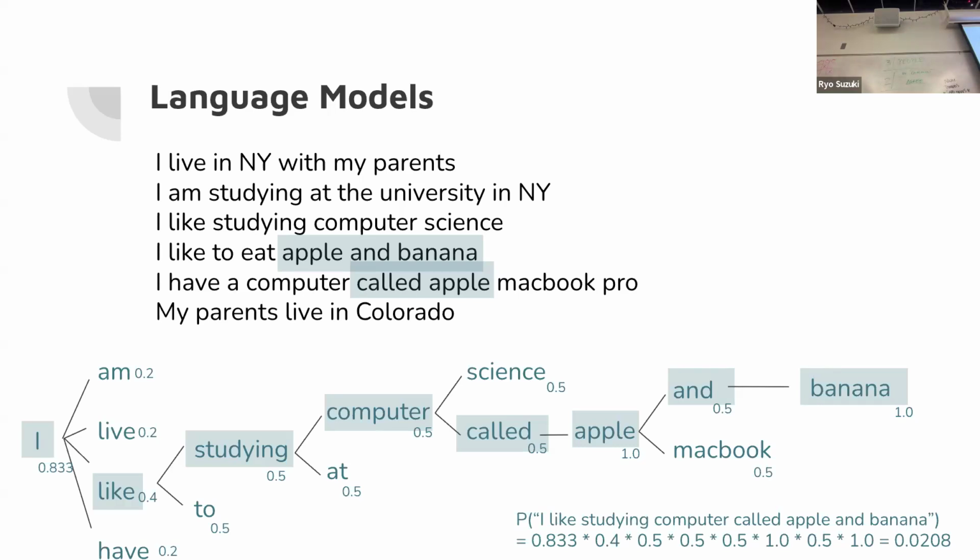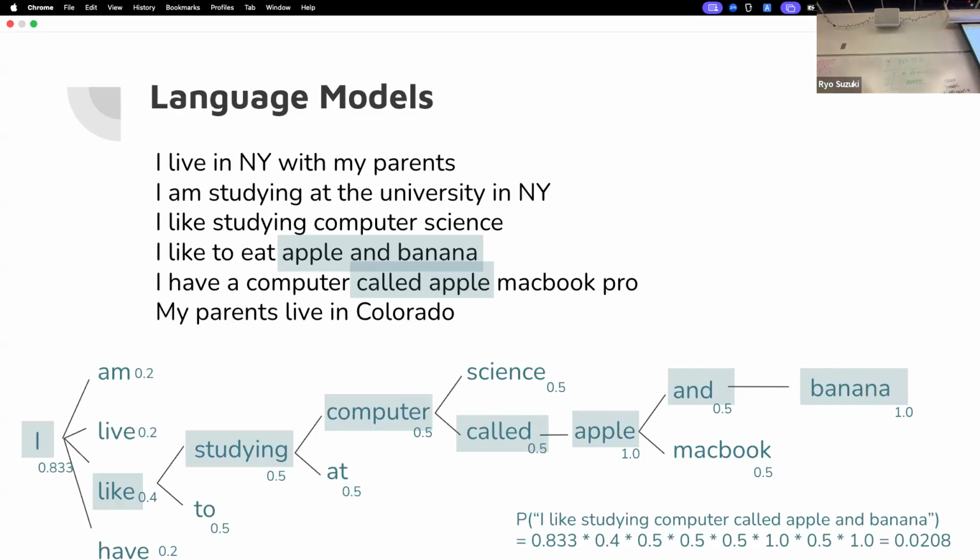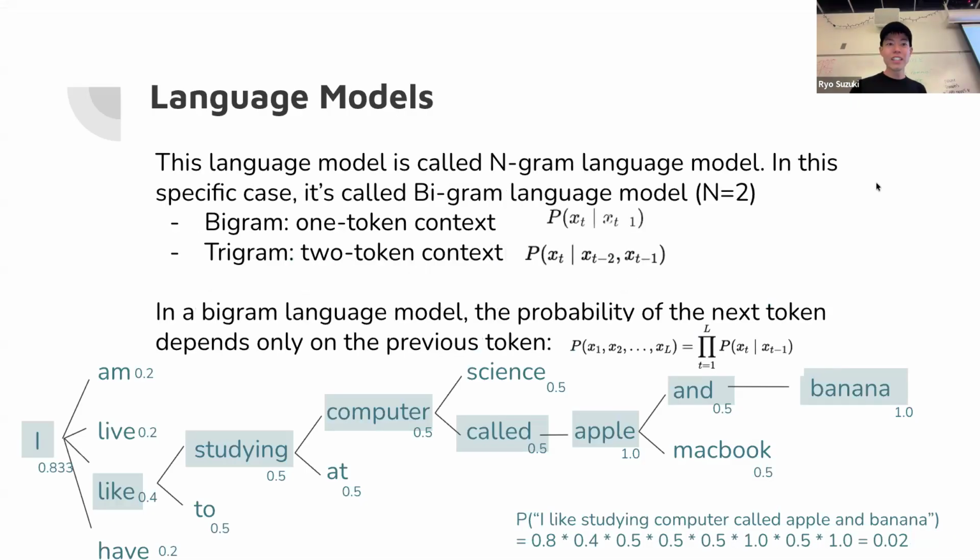and if you multiply, yeah, you get 0.02, so that's like a 2% probability. This is a toy, very, very small language model, but a language model can actually be trained like this, and it actually works, right? That is called a bigram.